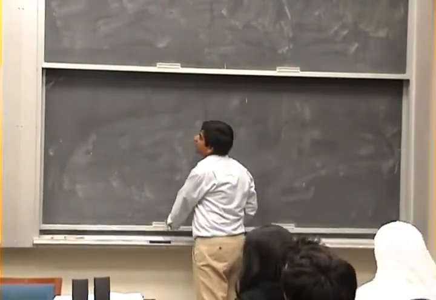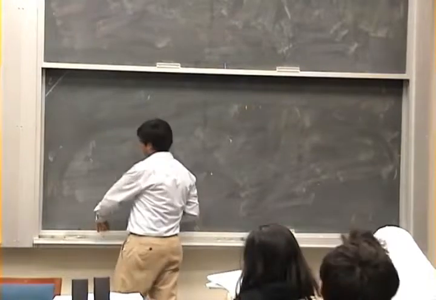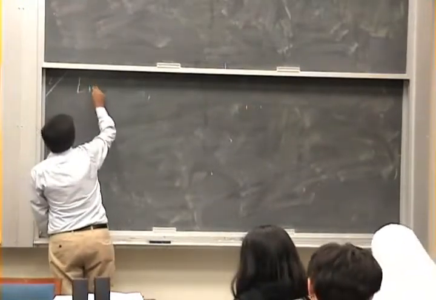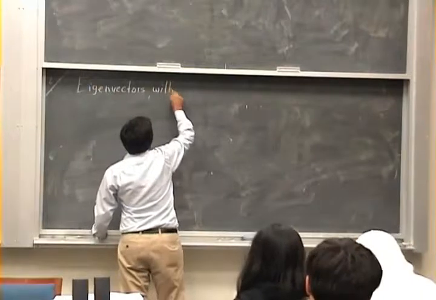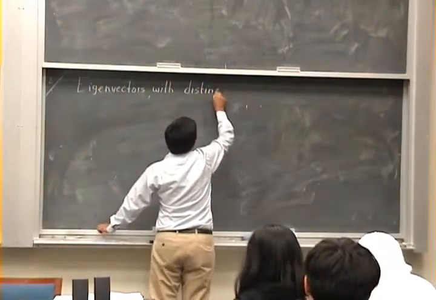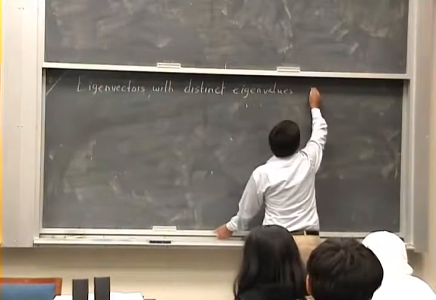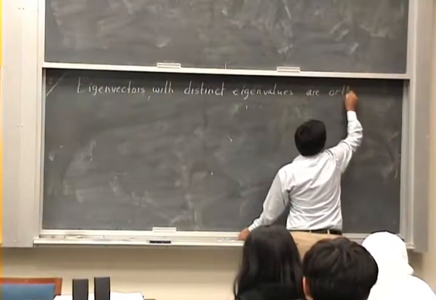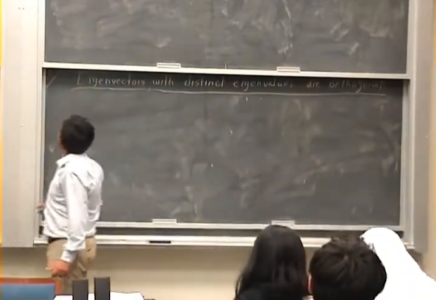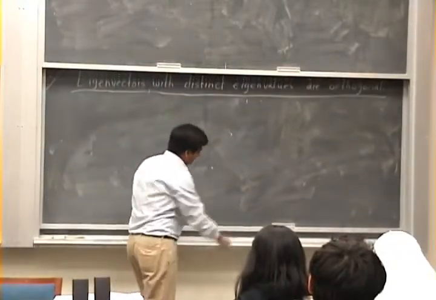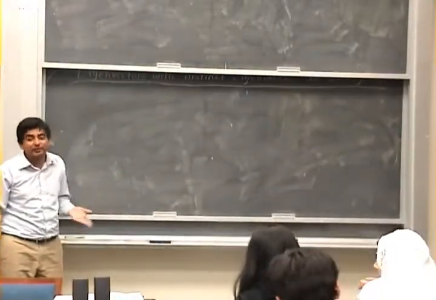A second extremely important property of Hermitian operators: eigenvectors with distinct eigenvalues are orthogonal. The taste of this statement lies in eating the pudding. So let's prove it first and then you'll understand what it really means.